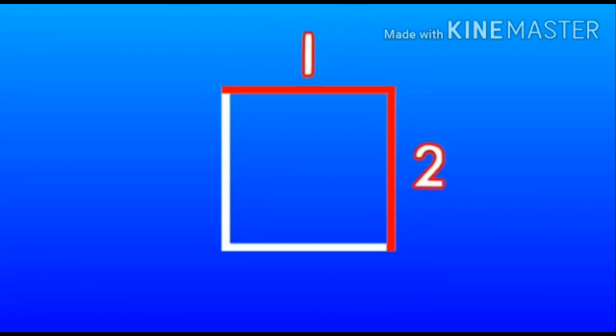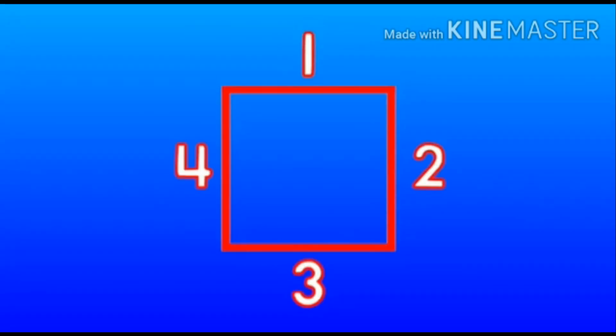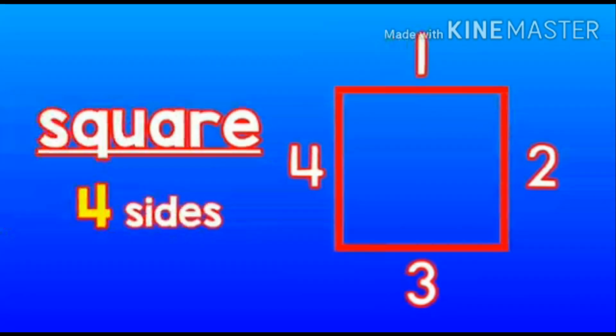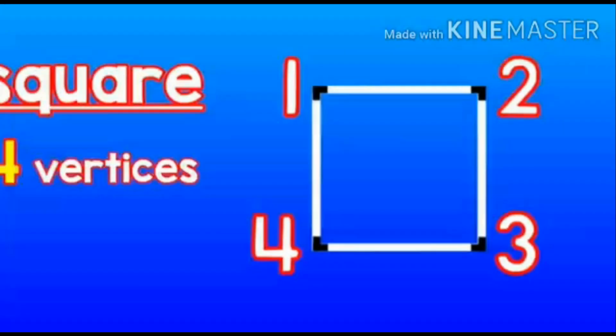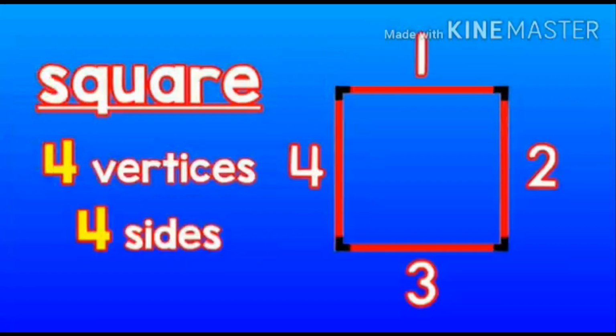This is a square. Let's move and count the sides of a square. 1, 2, 3, 4. A square has 4 sides. Let's move and count the vertices of a square. 1, 2, 3, 4. A square has 4 vertices and 4 sides.